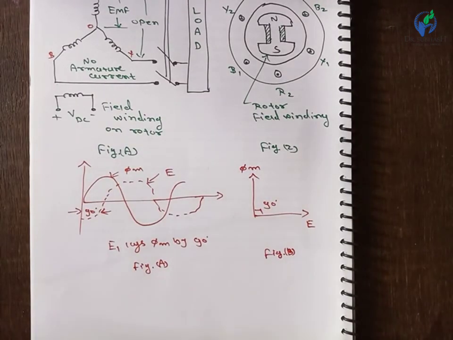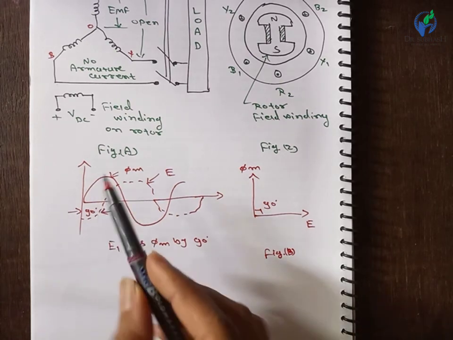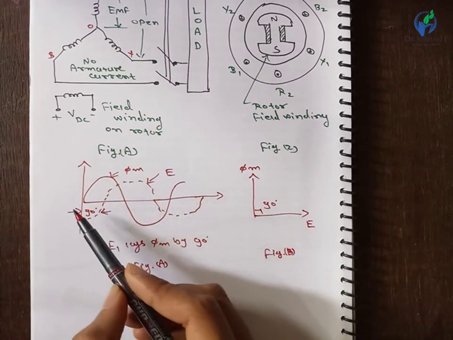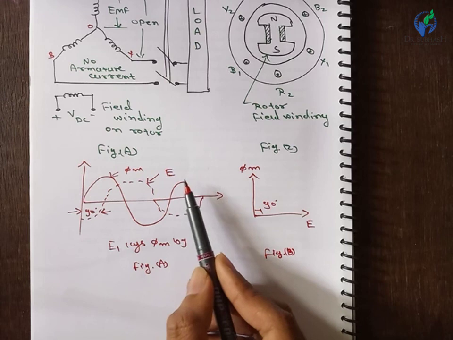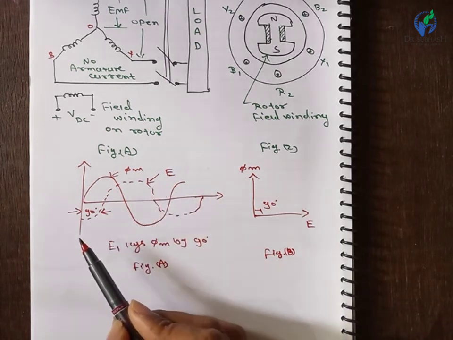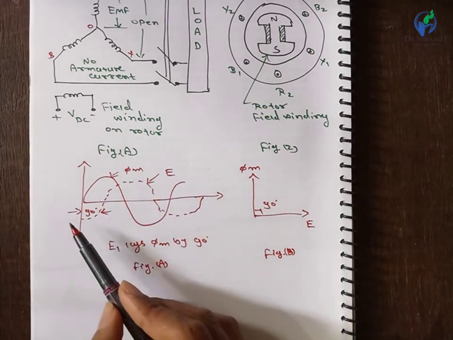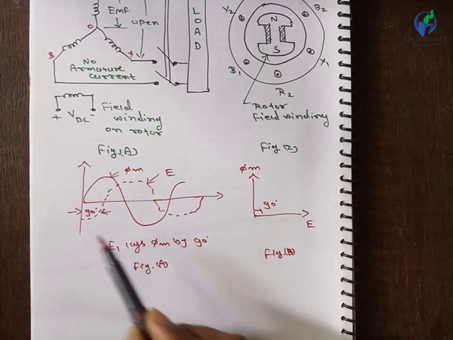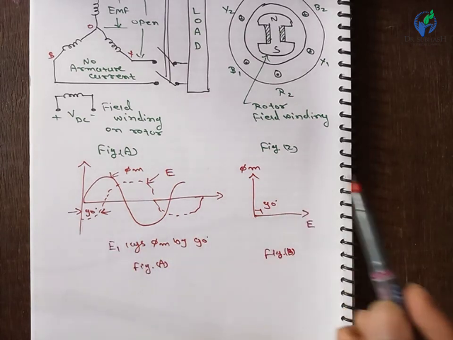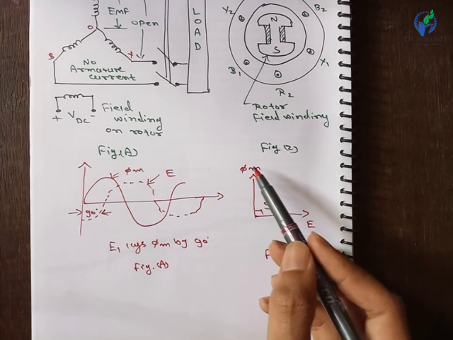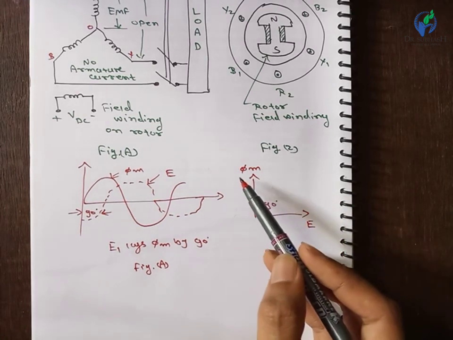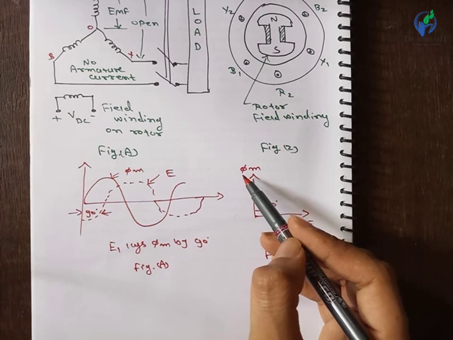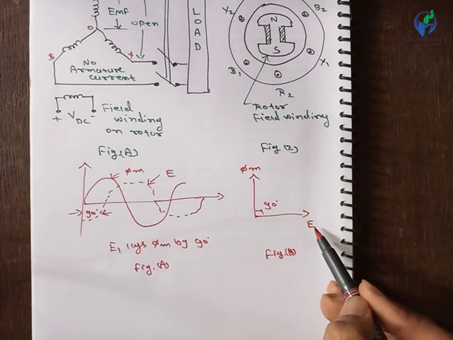This phasor relation we can also write here for the same. There is a phasor relation between phi m and E. Phi m is drawn here and E lags behind phi m. So we know that E1 lags behind phi m, so the phasor relation is 90 degrees. So in the phasor diagram we can write phi m along the x axis.